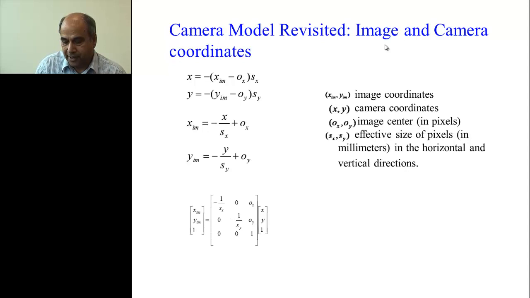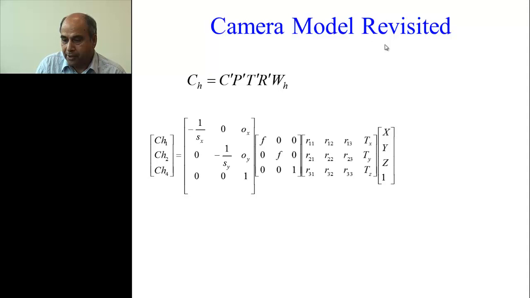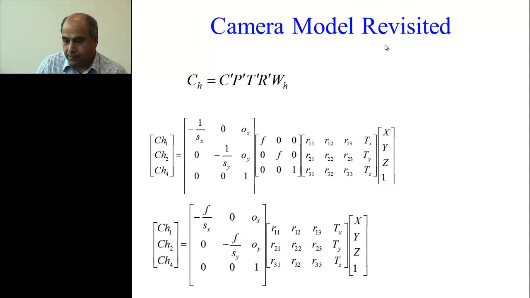So now we have this model: the world homogeneous coordinates, rotation, translation, then the perspective, and then the last transformation, the camera to the image. So this is what we have. We already know this one, the extrinsic; this is the perspective transformation, and this is the camera and image coordinate system transformation. So we have these three matrices, and starting with the world homogeneous coordinates, they give you the camera homogeneous coordinates like that. So we can multiply these two matrices, then f will come in here, and this is rotation and translation this way, and we have been calling this the extrinsic matrix M_ext, and this is the M_int, the intrinsic matrix.